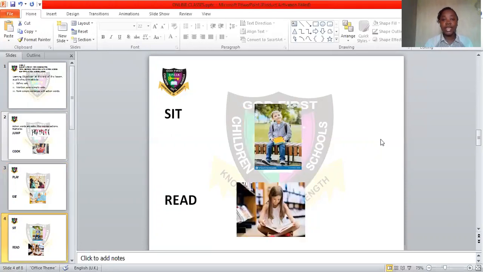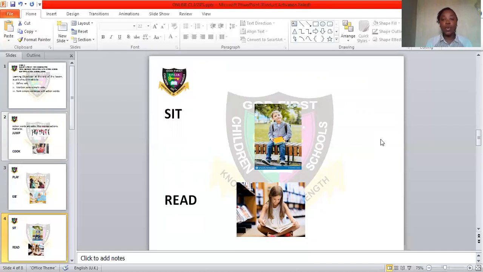Let's go to the next example. We have sit. The boy is sitting. We all sit every day. But when you look at the picture beside the example, the boy is carrying out an action at that moment, and the action he is carrying out is that he is sitting. So the verb in his action is sit.